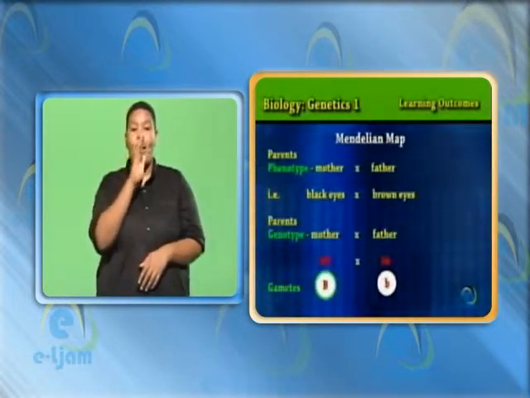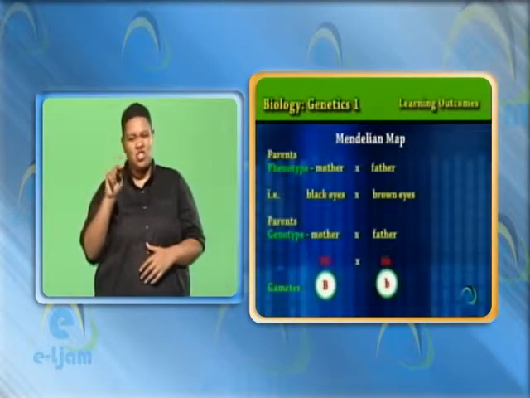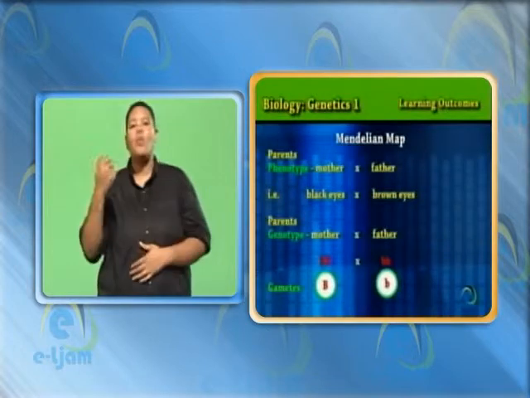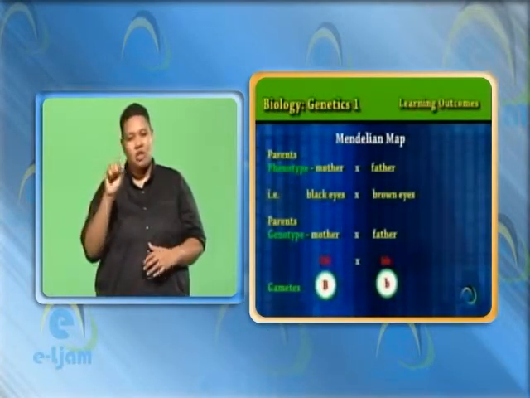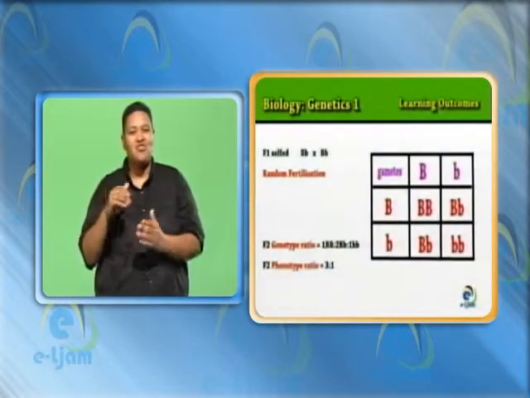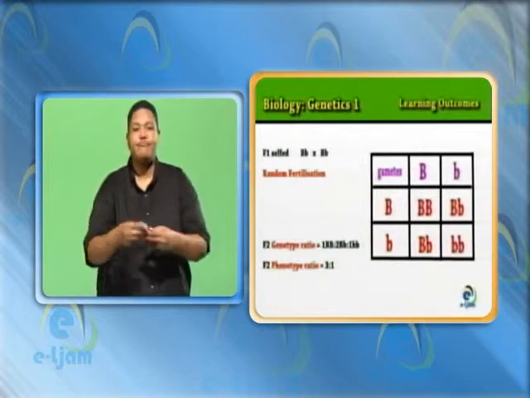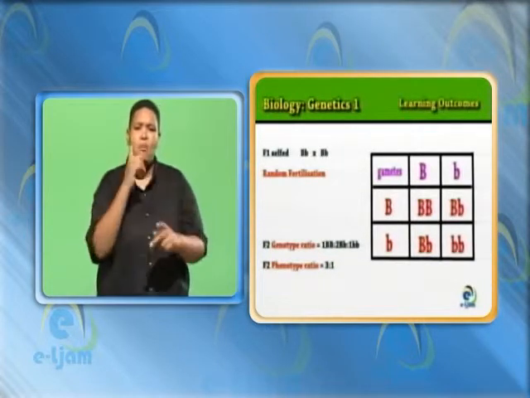BB represents homozygous dominant while Bb represents heterozygous dominant. The genotype bb represents the homozygous recessive trait. Let's see what genotypic ratio and phenotypic ratio would result if two mice from the first generation selfed.